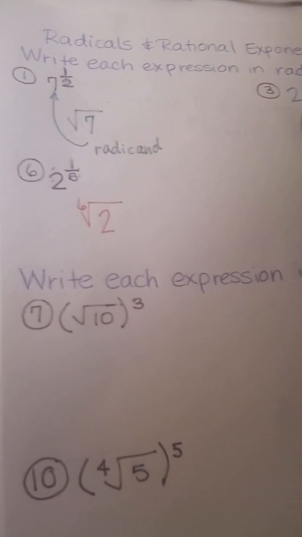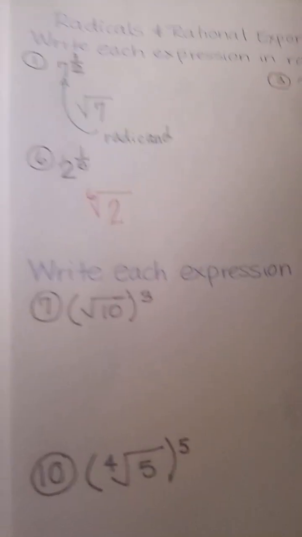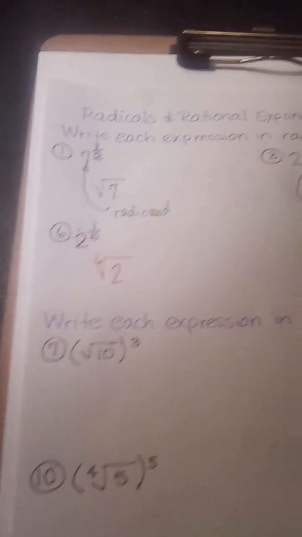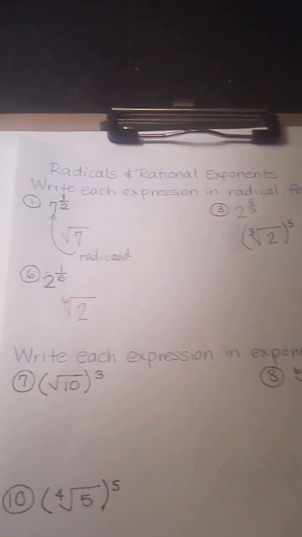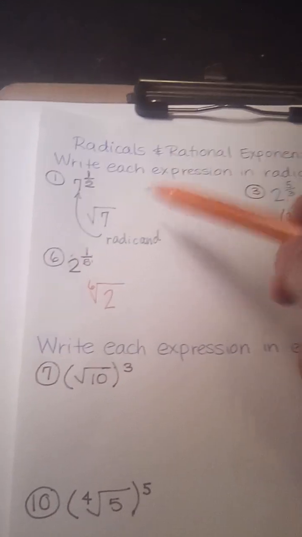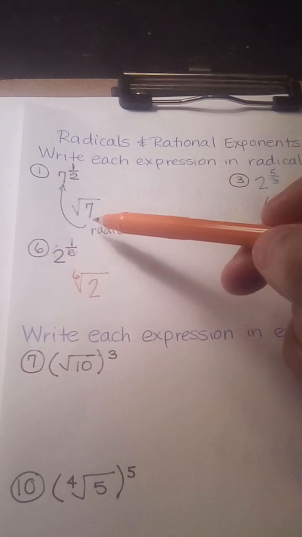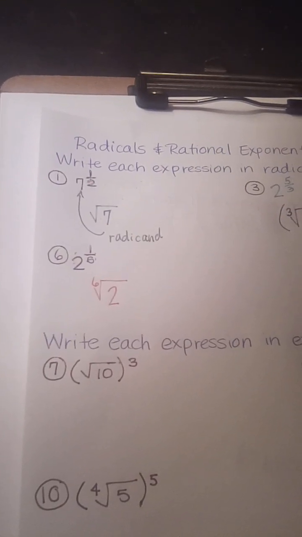So any questions on number 6? So far, so good, right? That was not too bad, right? So on the writing the expression part, writing each expression in radical form, you're turning these into radical form, so using the square roots. All right. Now we're going to go into the next step.